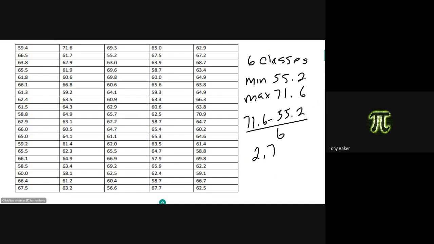What do you mean? If I choose 55, yeah. You go to 57. 58 would be 55, 56, 57, 58. That'd be a class width of 4.